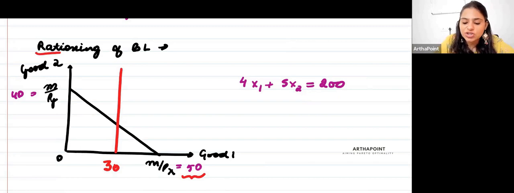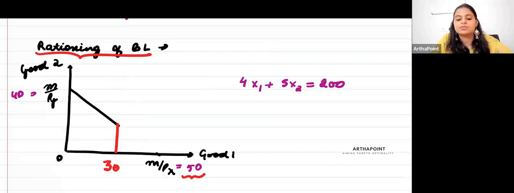This is called rationing. In case of rationing, because you cannot consume more than 30 units, you will not have this part of the budget line. Only this part will be there. So this becomes your new budget line. You cannot move away from 30 units. That is the maximum that you can consume.